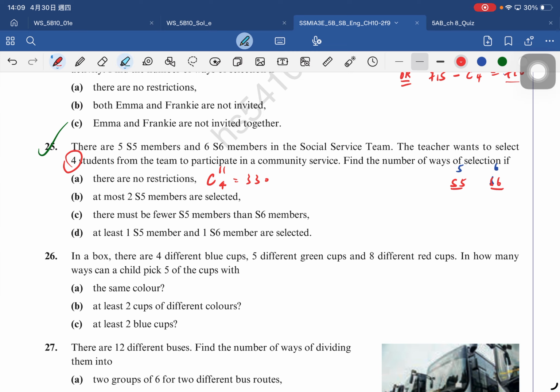And then the next keywords you should bear in mind are "at most 2 S5 members". Again, since 4 students are selected, you should list out all the possible ways. So now you start from 0 S5, 4; 1, 3; 2, 2; 3, 1; 0, 4. No more, because 4 students are chosen.